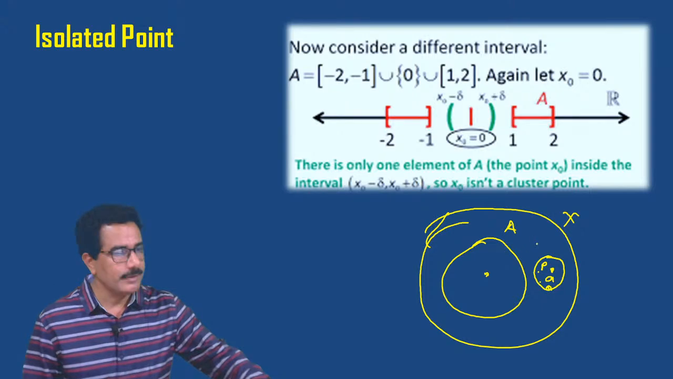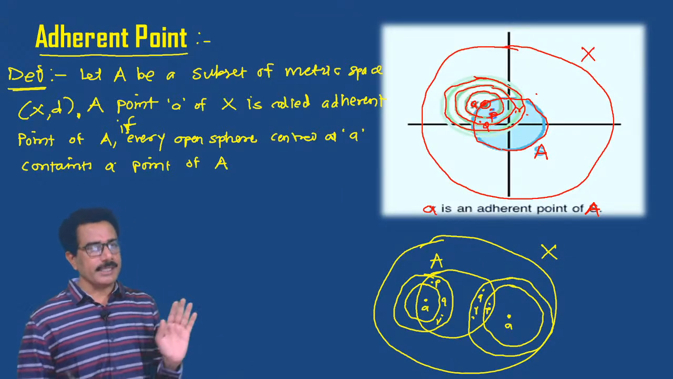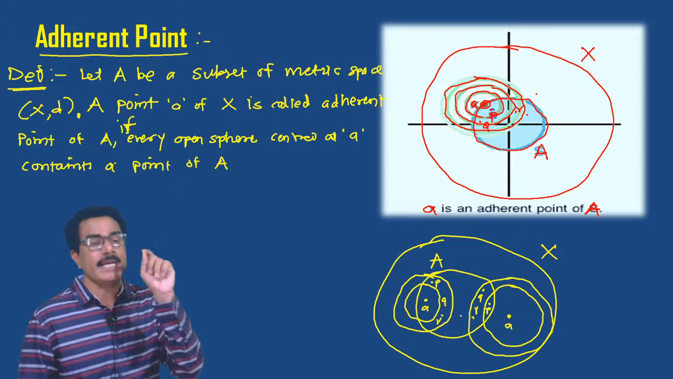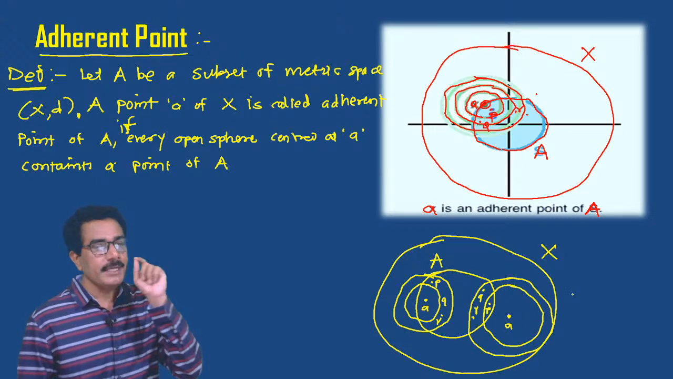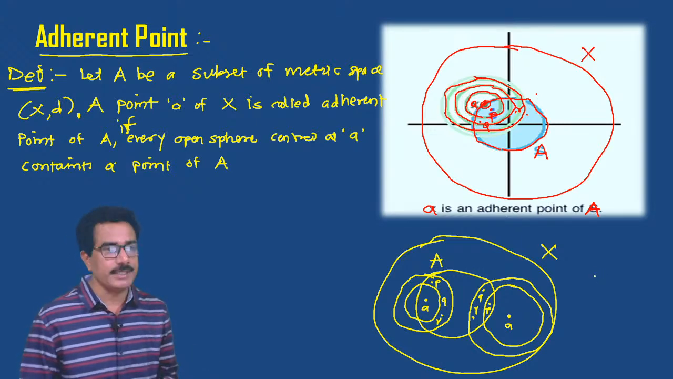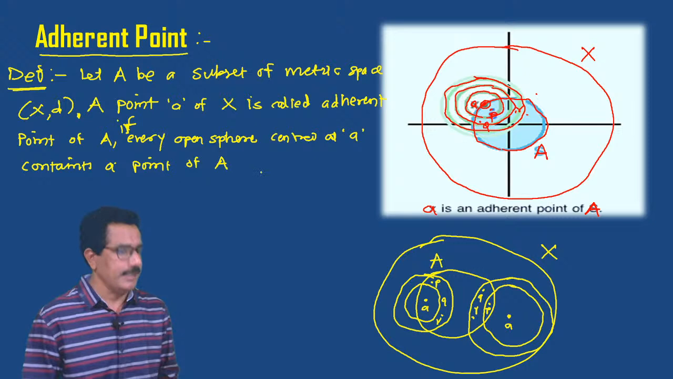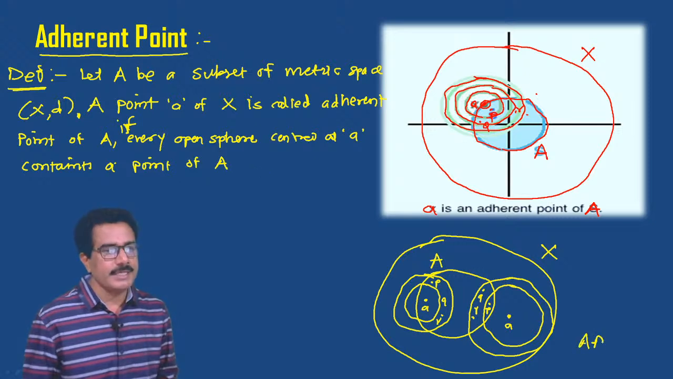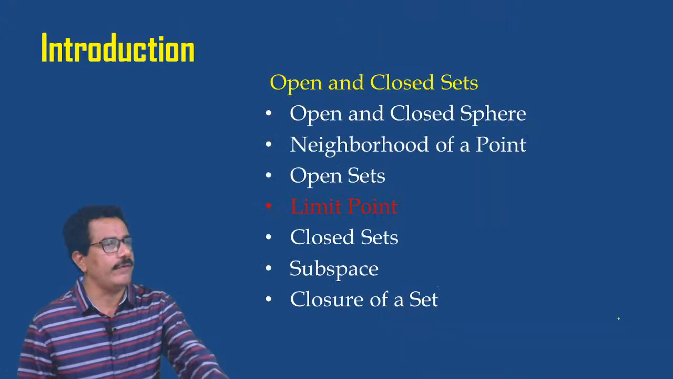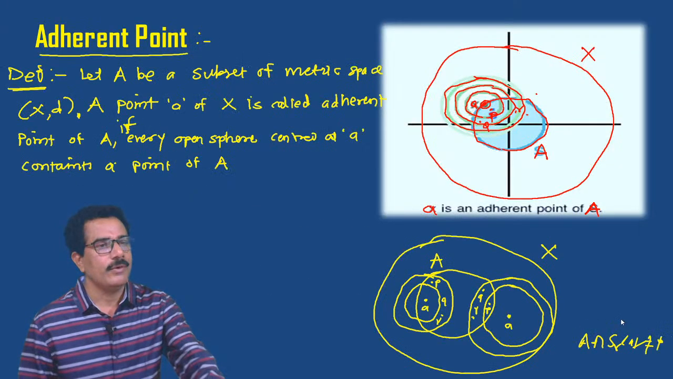ओके, तर या ठिकाणी ही कंडिशन येते. कॉमन असला पाहिजे A मध्ये आणि या ओपन स्पेअर मध्ये काहीतरी कॉमन पार्ट असला पाहिजे. म्हणजे A intersection S_r of a, which is not equal to phi. Okay, ही condition आहे, diagram काढली.